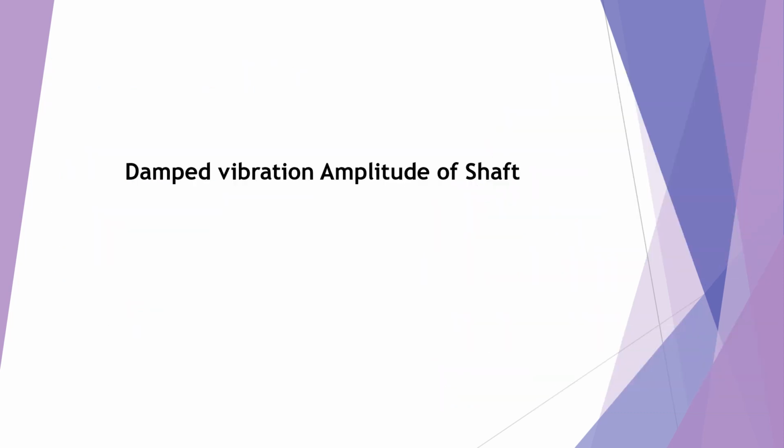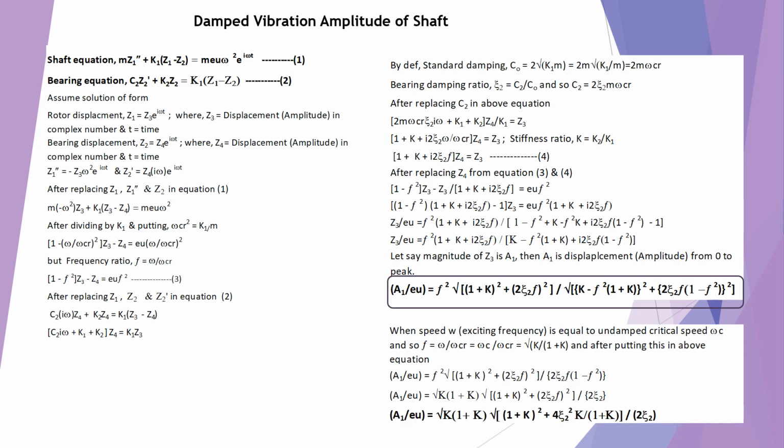Now, damped vibration amplitude of the shaft. The shaft equation again: m Z1 double differentiation plus K1 into (Z1 minus Z2) is equal to m e_u omega square e to the power i omega t. This is equation number 1. Bearing equation: C2 Z2 differentiation plus K2 Z2 is equal to K1 into (Z1 minus Z2). This is equation number 2.